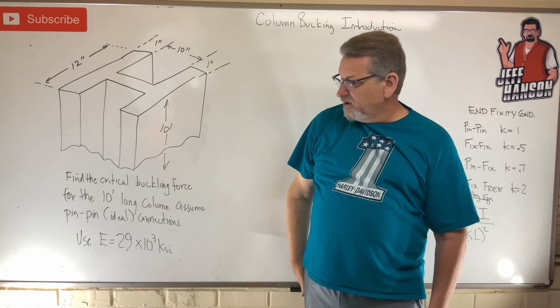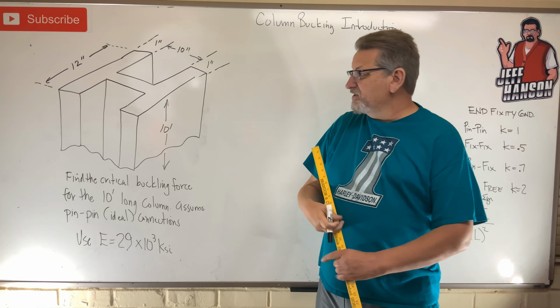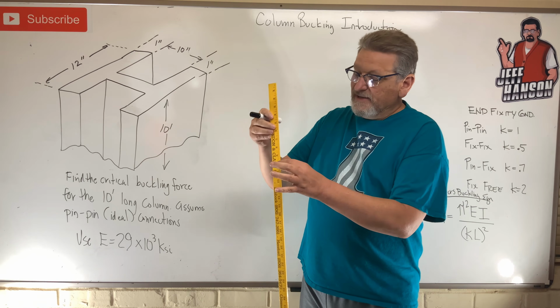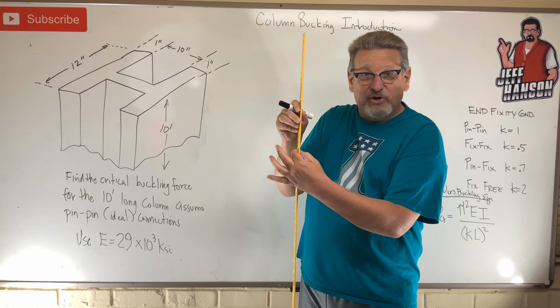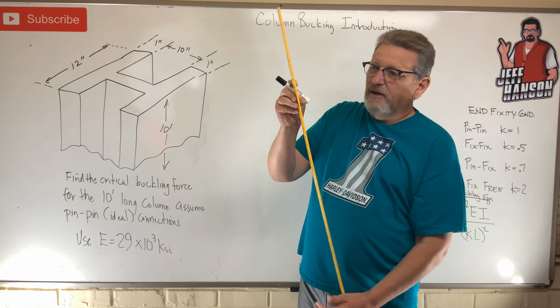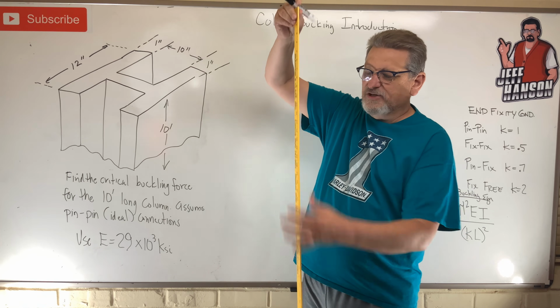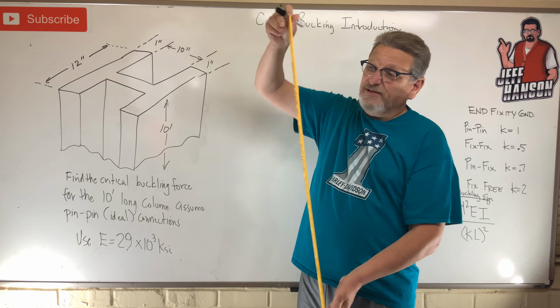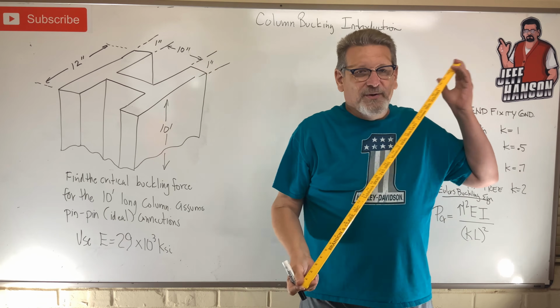Now, what is a long column? A long column has a slenderness ratio. The slenderness ratio is the smallest dimension, which would be the thickness of my yardstick here, not the width, but the thickness, divided into the length. So how many times does this thickness go into the length? It's called the slenderness ratio, by the way.